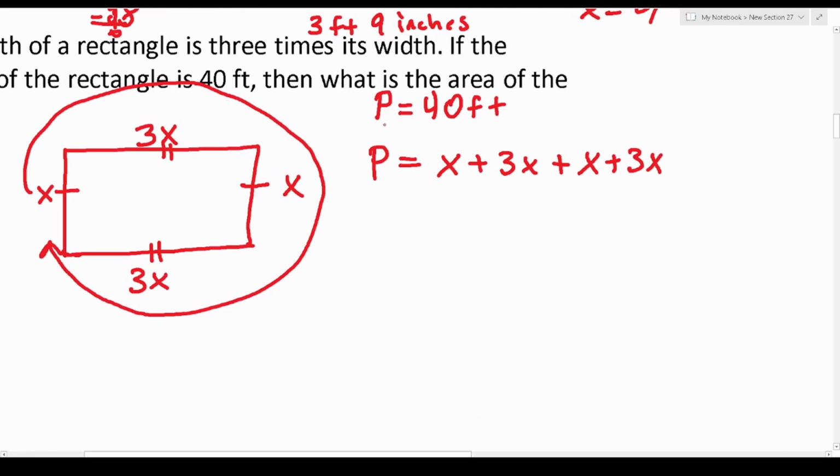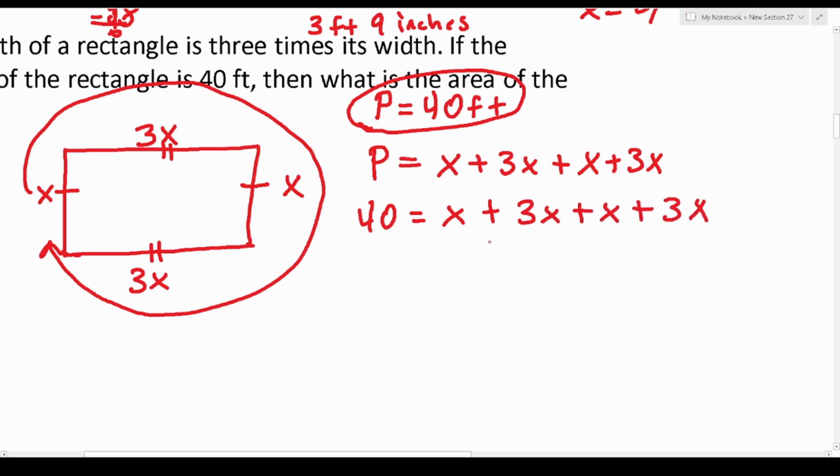And what's more, the problem told us the perimeter is 40 feet. So in place of p here, I'm going to put 40. So again, this becomes 40 equals x plus 3x plus x plus 3x. Let's combine our like terms. This is 40 equals x plus 3x is 4x plus x is 5x plus 3x is 8x. Divide both sides by 8 to get x by itself. This crosses out here, leaving you with just x. 40 divided by 8, as we've seen in this video already, is going to be 5.